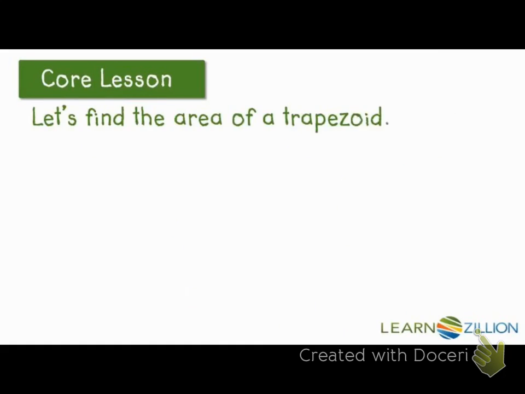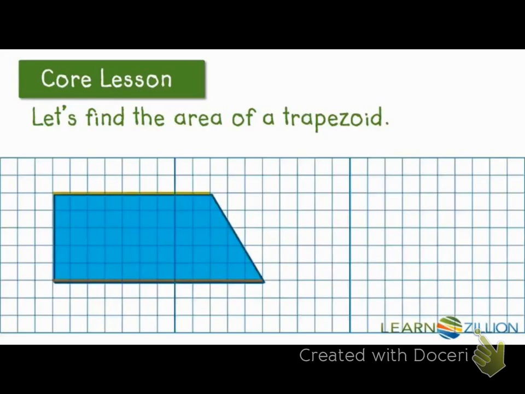Let's find the area of a trapezoid. So here we have a trapezoid. You can see that our top and our bottom are parallel to one another. In this case, they form right angles with one of the sides, but not with the other. If it formed right angles with both sides, then it would just be a rectangle.